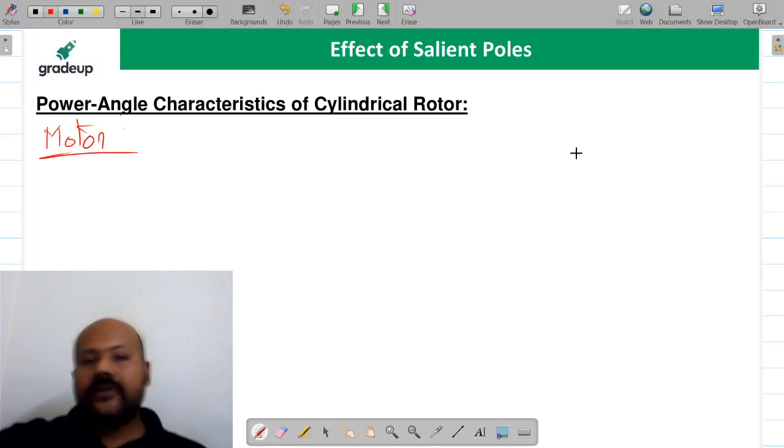Now you please try to see, if you are having a motor, a synchronous motor, this is going to be something like this.